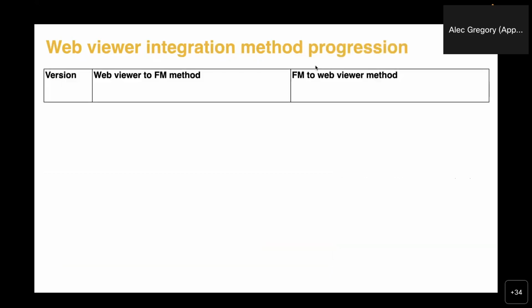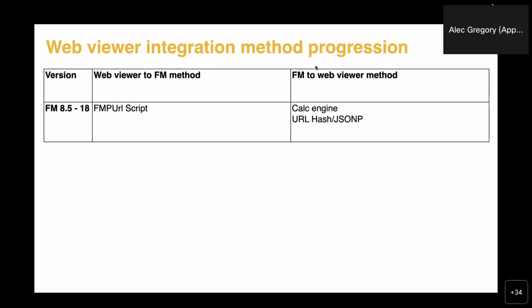So that's the web viewer options side, and this is how integrations actually happened over the versions. Initially, if you wanted your web viewer to talk to FileMaker, you would use the FMP URL script protocol. You basically build the URL and use the open URL script step if you needed to. Or rather, you wouldn't do that because it would be a web viewer, so you just click the URL or force it using JavaScript. If you were in FileMaker and wanted to communicate with, refresh, or sneakily update a web viewer, you could use the calc engine directly, or more indirectly update a portion of the URL and trigger a message that way.